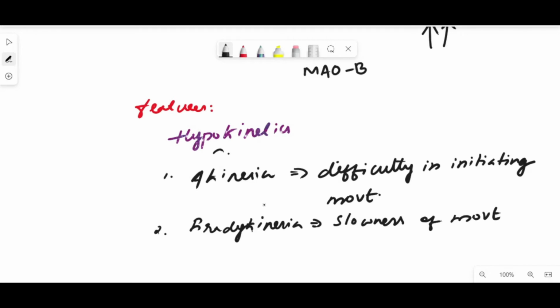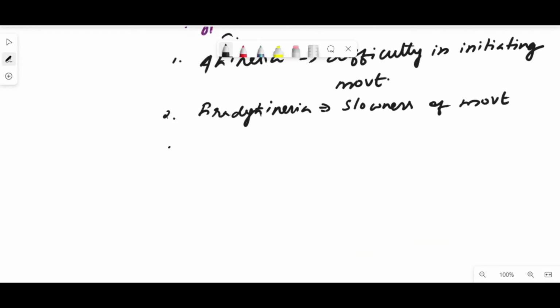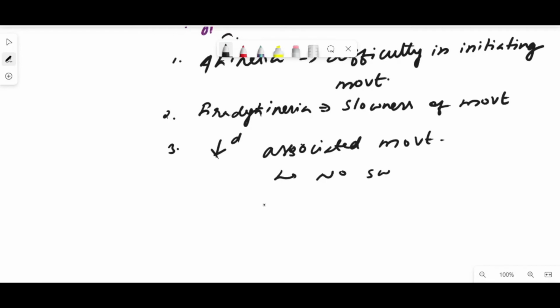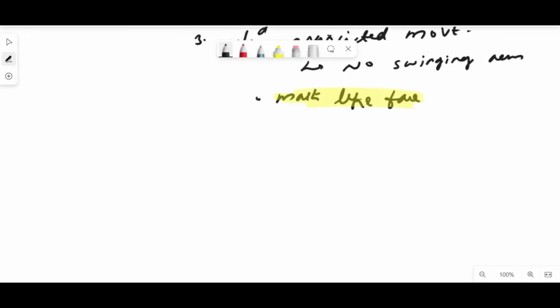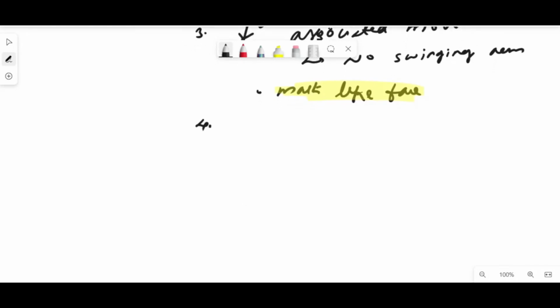Another hypokinetic feature is decreased associated movements. A normal man when walking will swing his hands, but in Parkinsonism the patient will not swing his hands. That is decreased associated movements. And also, the patient will have a mask-like face, that is an expressionless face. That is what we saw in the clinical case. So if we get a question with expressionless face or mask-like face, with bradykinesia or akinesia, then we can think of Parkinsonism.